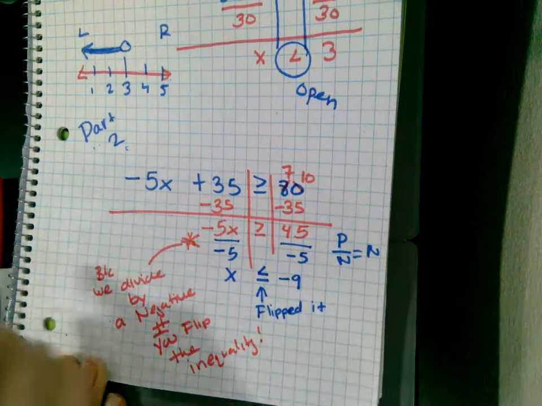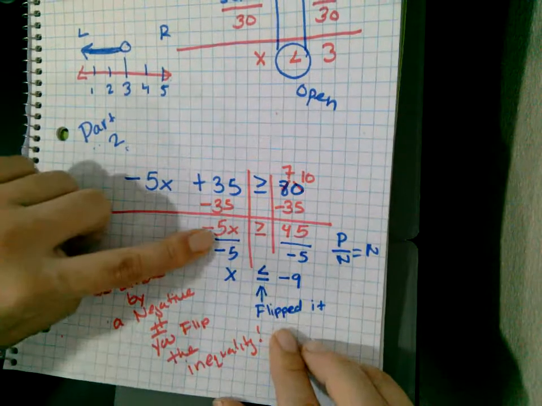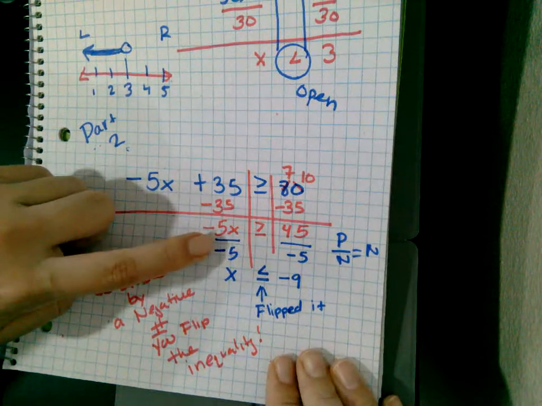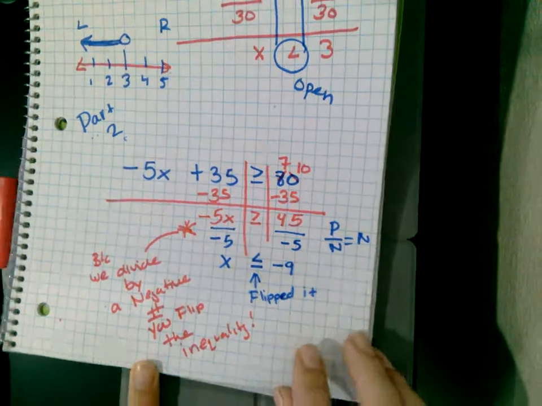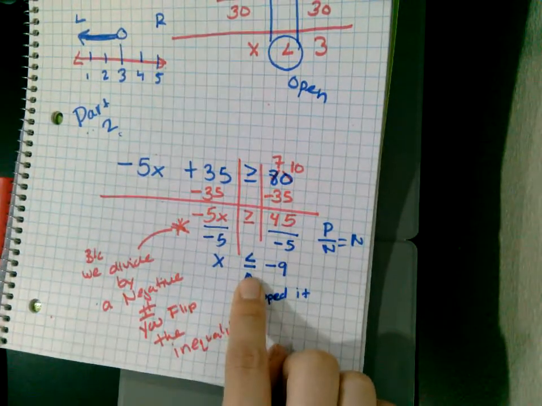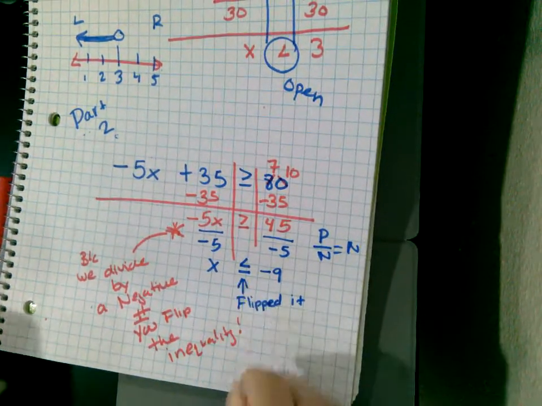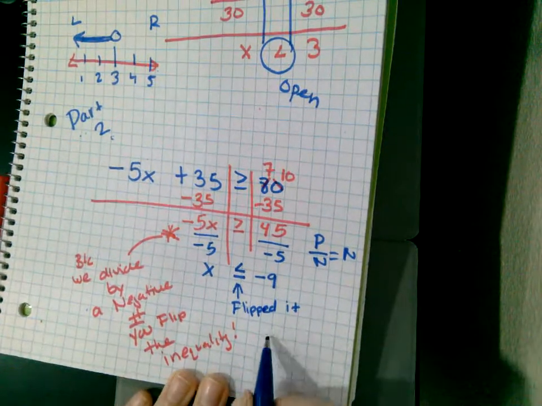So when you divide or multiply by a negative, you're going to have to flip the inequality. You flip it at the end, or as soon as you divide or multiply by a negative. Yeah, I know it's a big deal, guys.